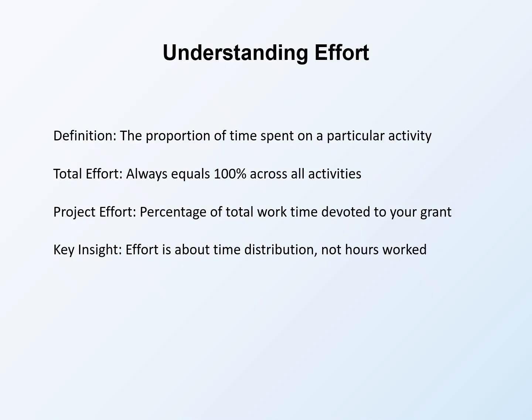Project effort is the percentage of total work time devoted to your specific grant. This is what you budget and what gets charged to your grant. If someone commits 15% effort to your project, 15% of their salary is charged to the grant. A key insight is that effort is about time distribution, not hours worked. Whether someone works 40 hours per week or 60 hours per week, their effort distribution remains the same. 25% effort means 25% of whatever they work. This conceptualization can seem counterintuitive but is essential for proper effort accounting.